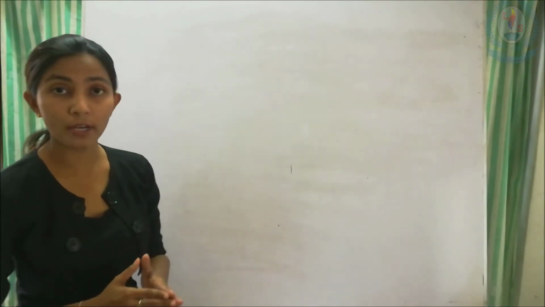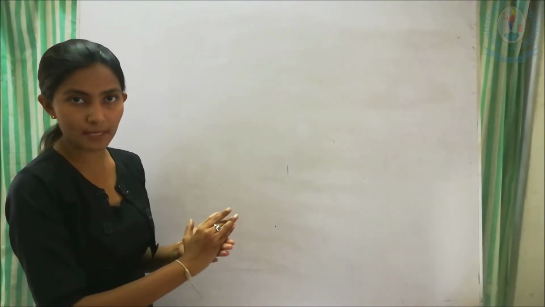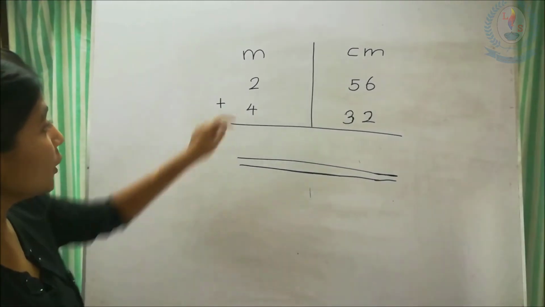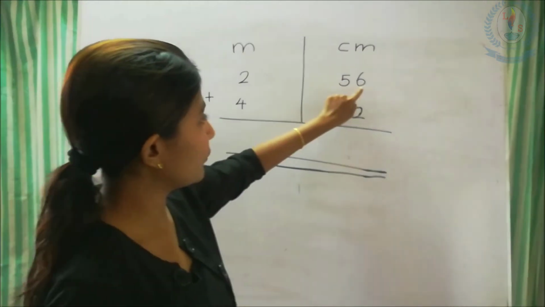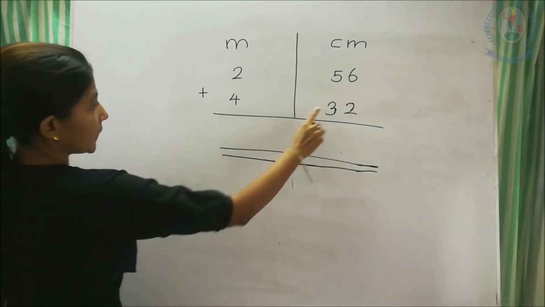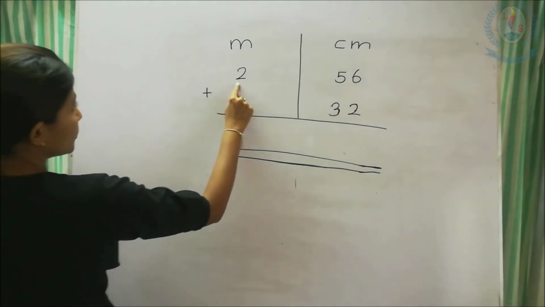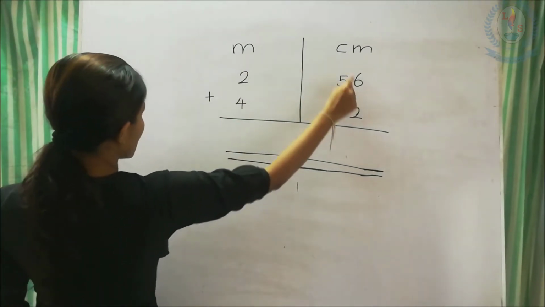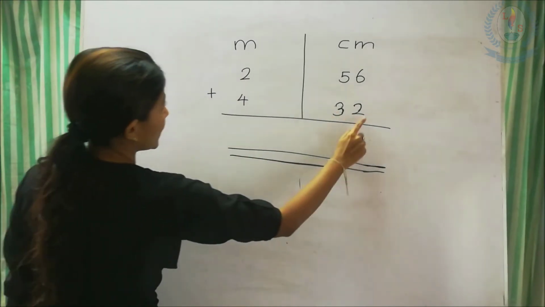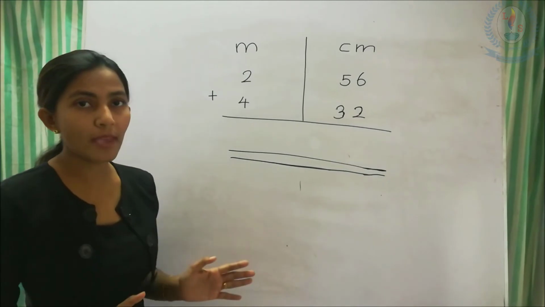Now you think you got a question mixing meters and centimeters. Right, now you have a question: 2 meters 56 centimeters, 4 meters 32 centimeters. You have to add 2 meters 56 centimeters and 4 meters 32 centimeters. This is normal way addition.